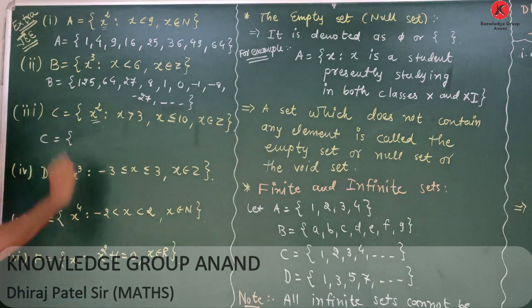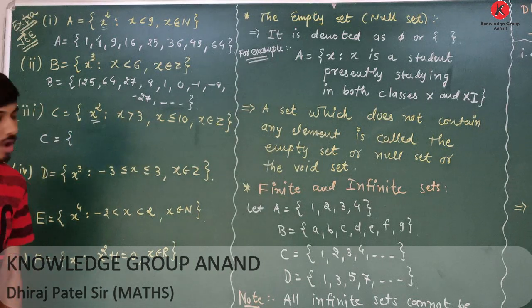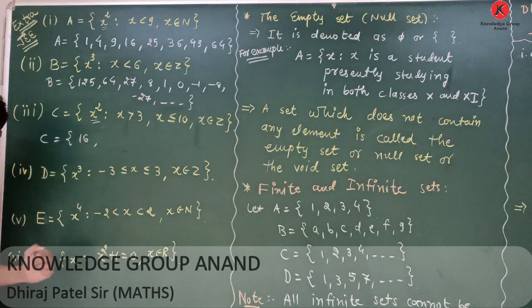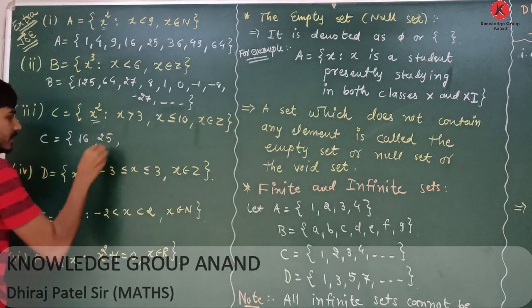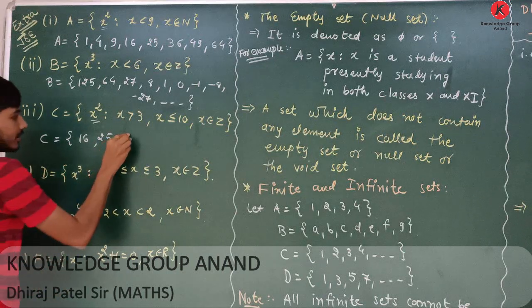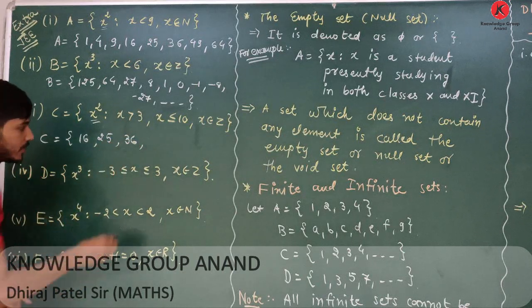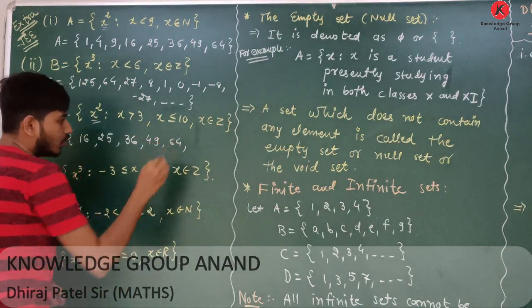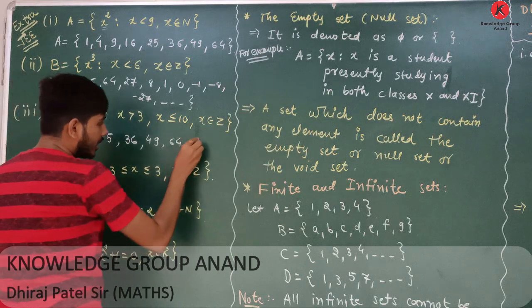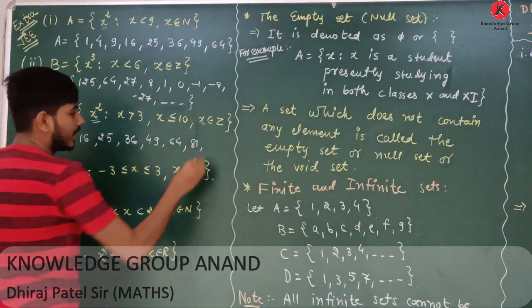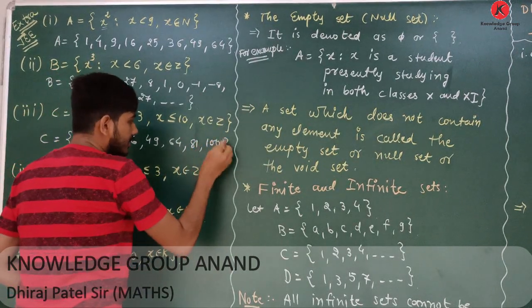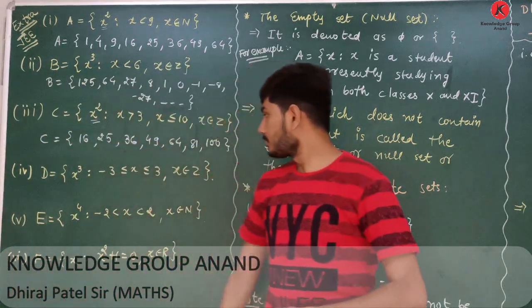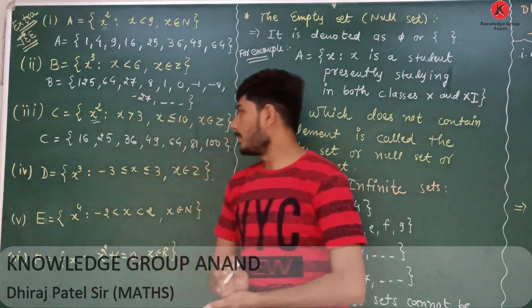Therefore, the set C equals 4 square 16, 5 square 25, 6 square 36, 7 square 49, 8 square 64, 9 square 81, and 10 square 100. This is our last element. Okay, clear? Now, question number 4.